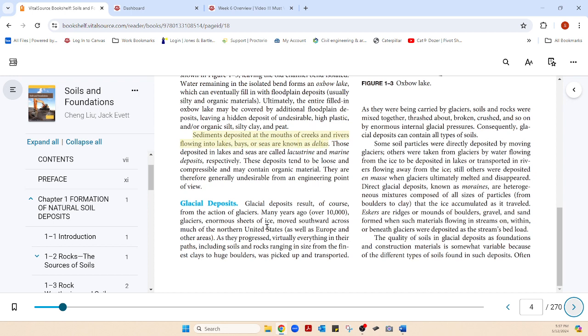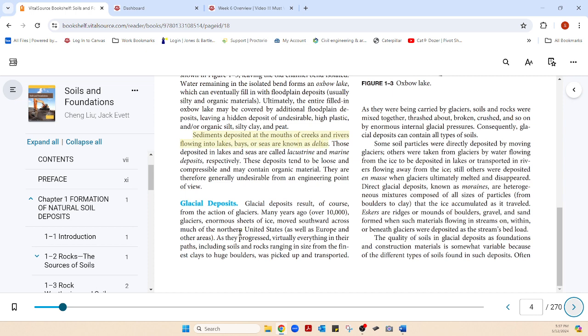Of course, they come from glaciers, many years ago, over 10,000. Let's see, I think I have that kind of narrowed down so I don't have to read so much. But let me see if I can find it here on some of the notes I took.